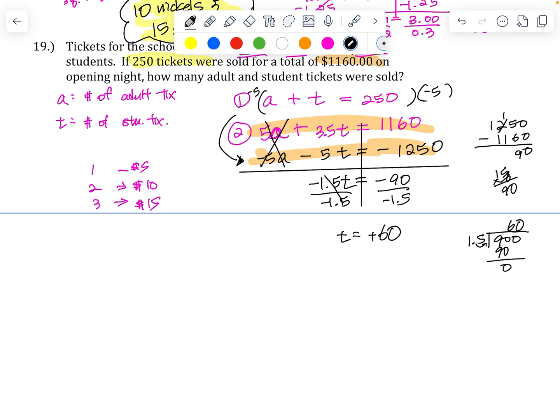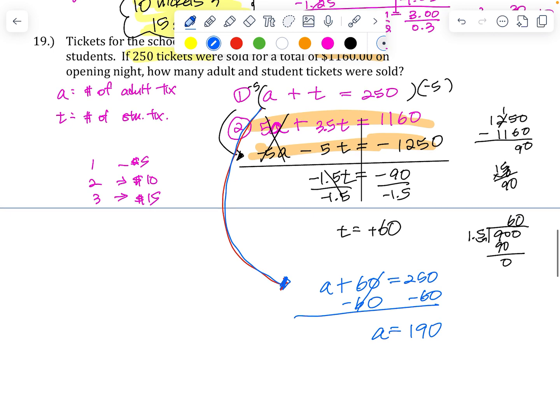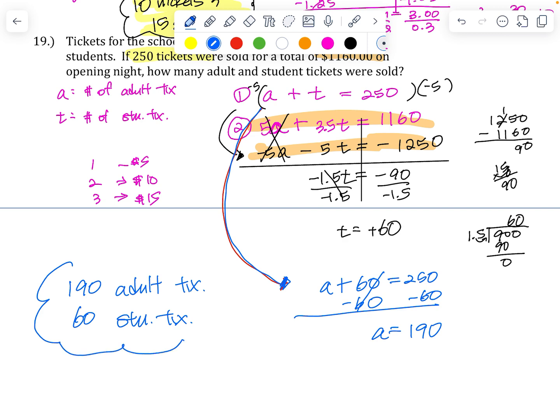So the adult tickets, I go back to this equation and bring down that equation right there. So A plus T, which is 60, equals 250. Subtract 60 on both sides. So A equals 190. So it looks like 190 adult tickets and 60 student tickets.